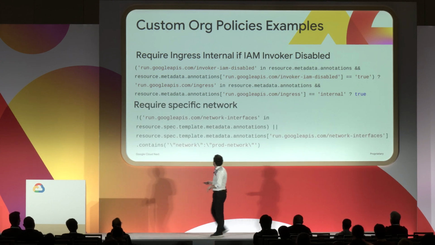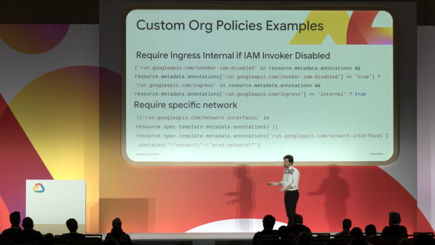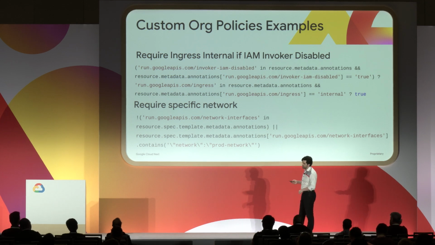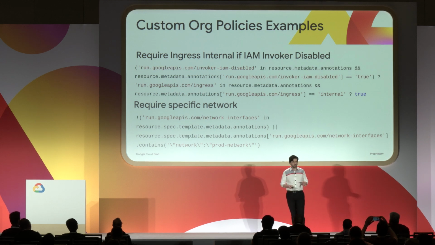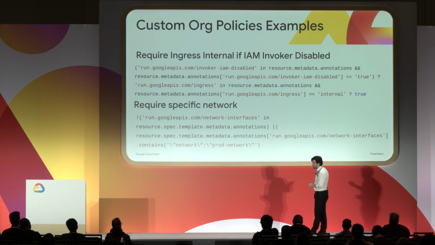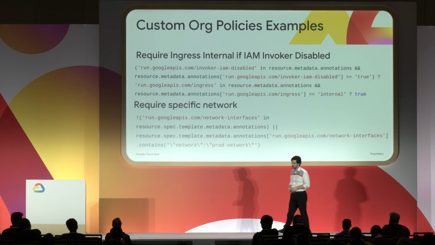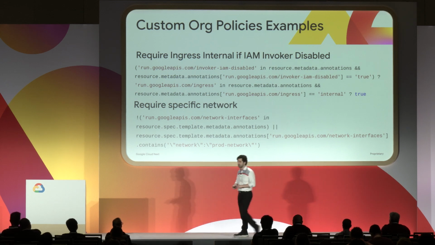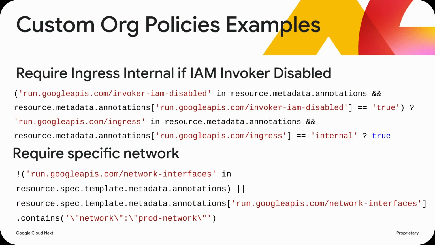This second one demonstrates that you can tailor your organization policy to specific supported fields that your organization has defined, such as enforcing an individual network, in this case, the production network that is defined by your organization. How's that for a wall of text?